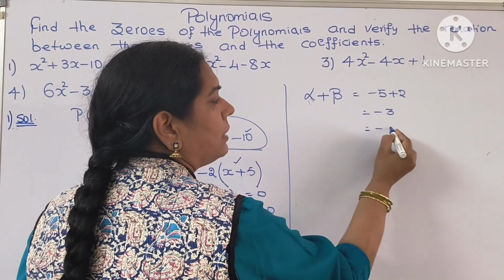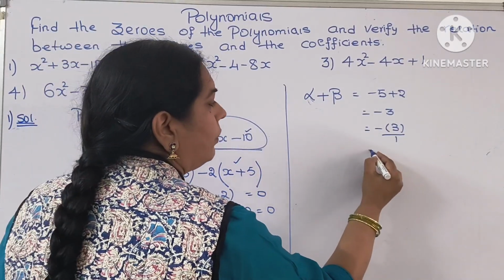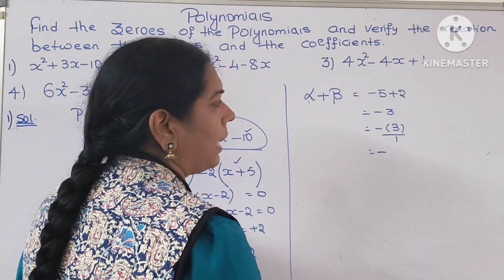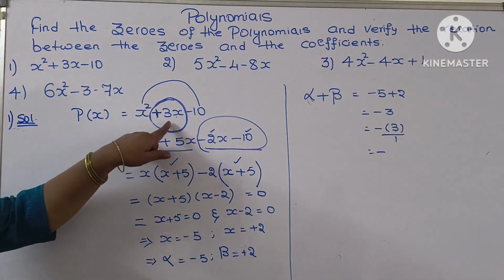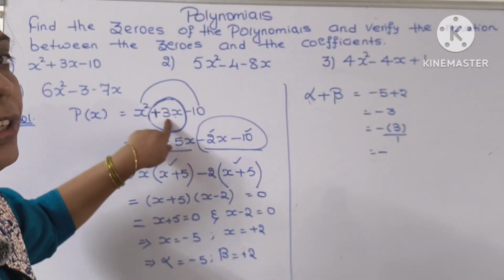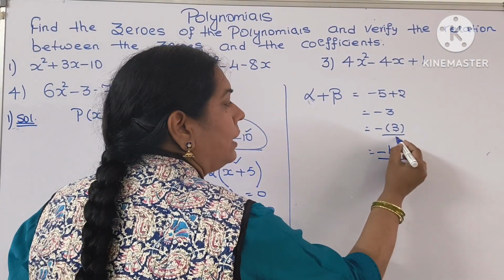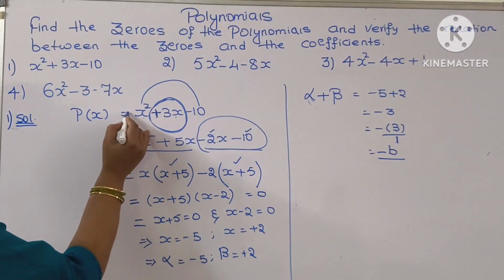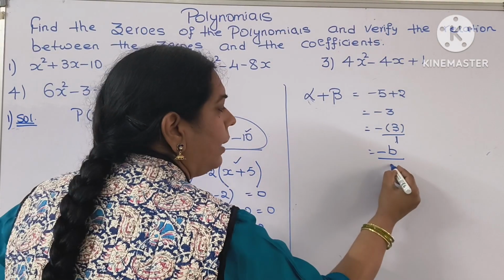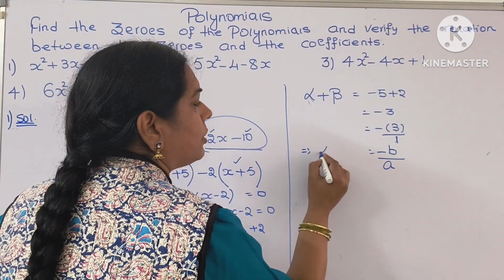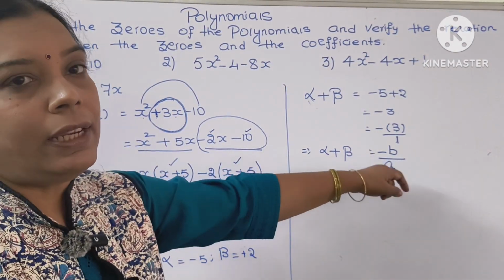I can write this minus 3 as minus of 3 by 1, which is equal to, write this minus sign as it is. What is 3? 3 is the coefficient of x, and from the general polynomial, what is the coefficient of x? X coefficient, as you know, it will be b. And what is 1? 1 is the coefficient of x square. And what is the alphabet we use for the coefficient of x square? It is a. So just now we have proved that the sum of the zeros is equal to minus b by a.